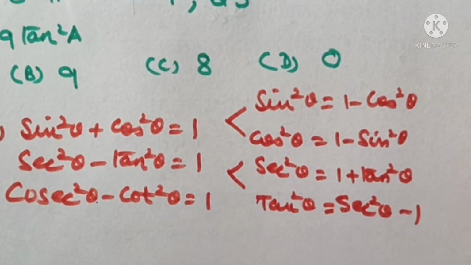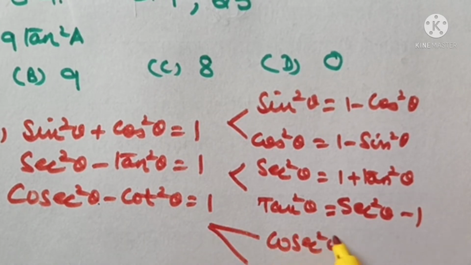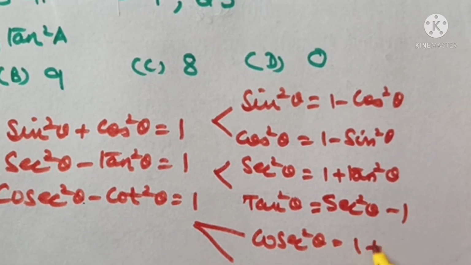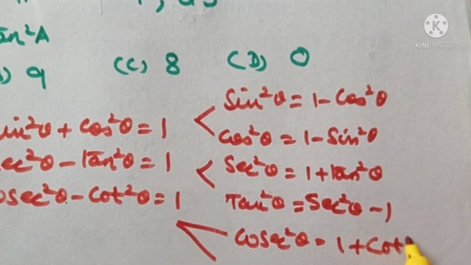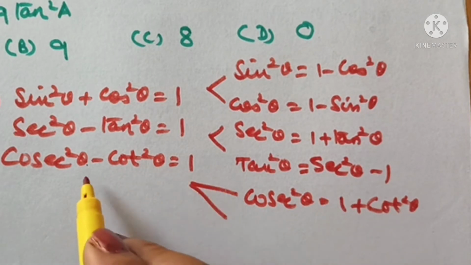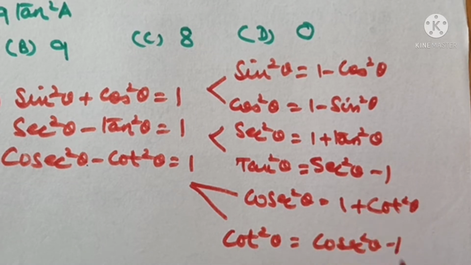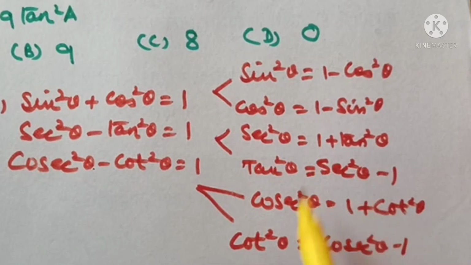Now let us write down the value of cosec square theta from here. From here I have two values. Cosec square theta is equal to, straight I get this as 1 plus cot square theta. And when cot square theta goes to the right hand side, 1 comes to the left hand side, I get cot square theta is equal to cosec square theta minus 1. So these are the 6 relationships.